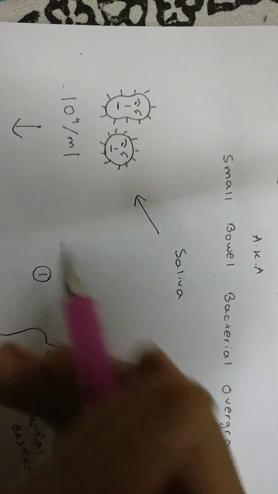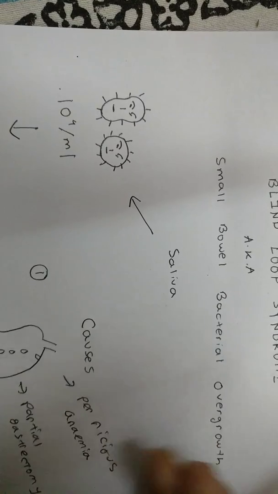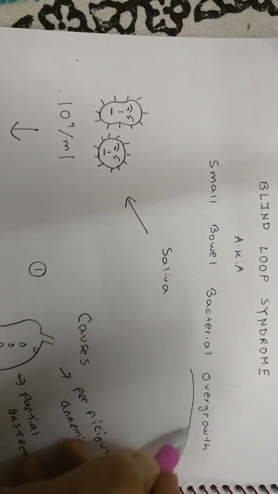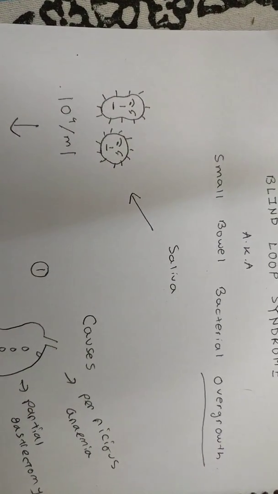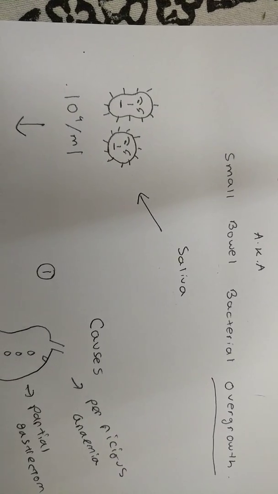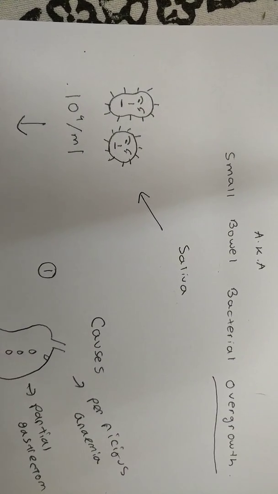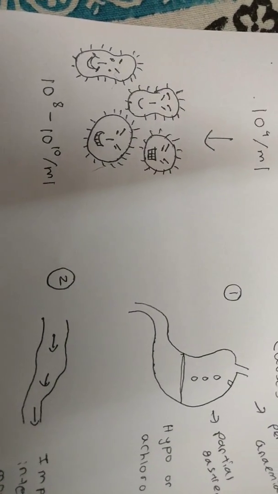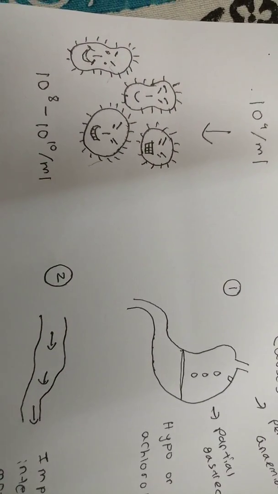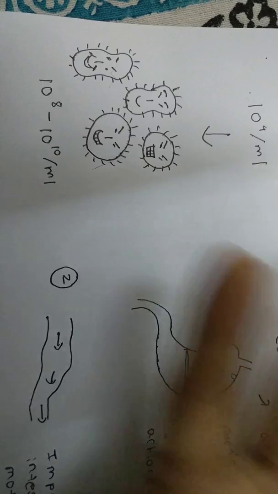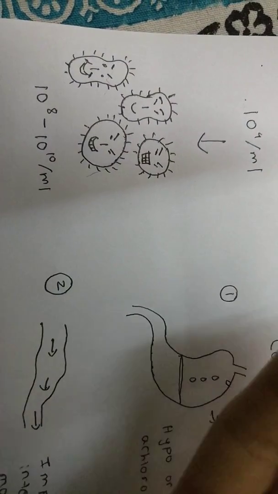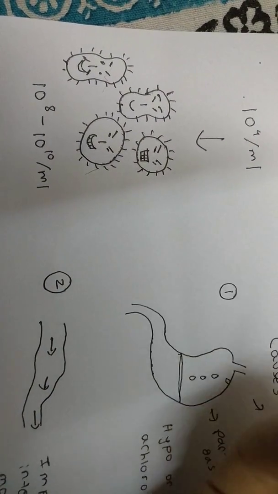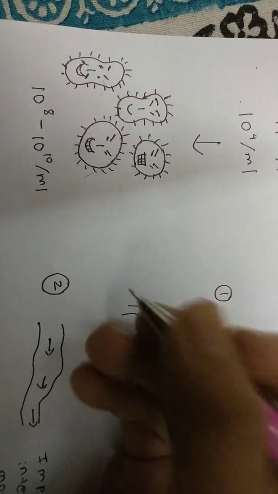saliva. Now, in this disease, what happens is that there occurs an overgrowth of these bacteria, and this overgrowth leads to the production of a large number of bacteria, up to about 10 to the power 8 to 10 to the power 10 per ml. So we can already see that these bacteria have a huge opportunity to do some damage to the body, and that is what they do.